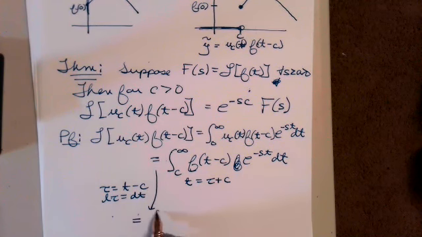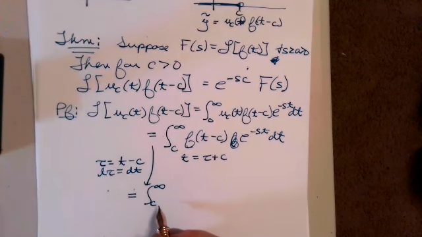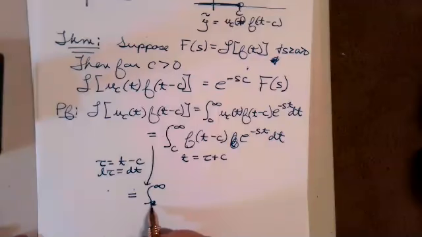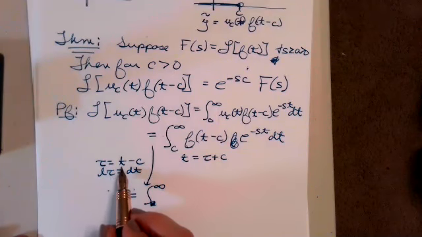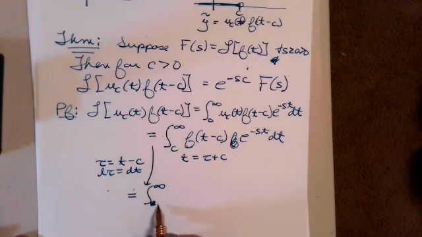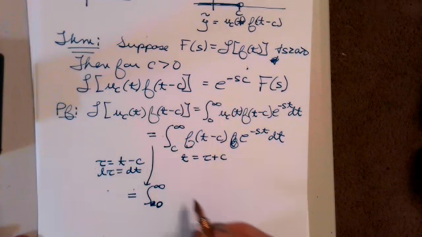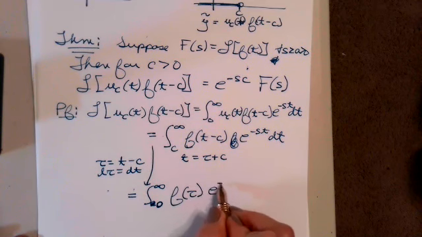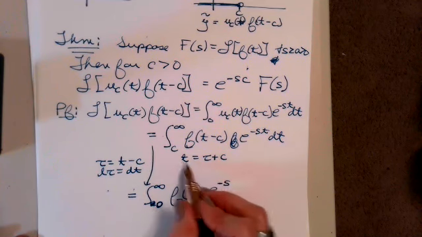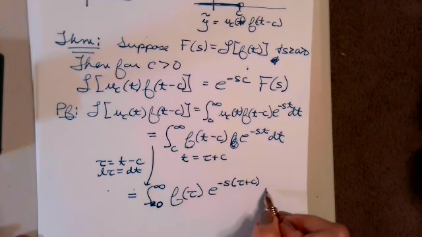So this thing is equal to the integral from c to infinity. Whoops, let me be careful. We have to change the limits. Now, when t is equal to c, the lower limit, then tau is equal to 0, because I'm going to change to an integral with respect to tau. And as t goes to infinity, tau will go to infinity. That's what this tells you. And then this is going to be f of tau, and then e to the minus s, t is tau plus c. And then dt is the same as d tau.